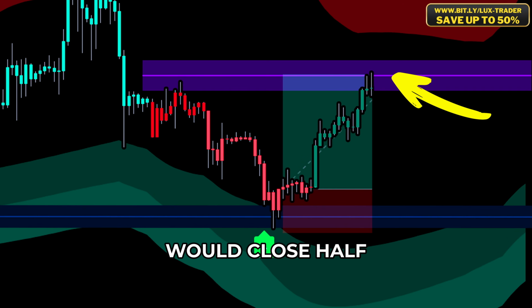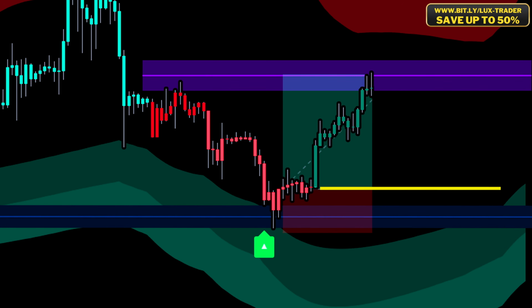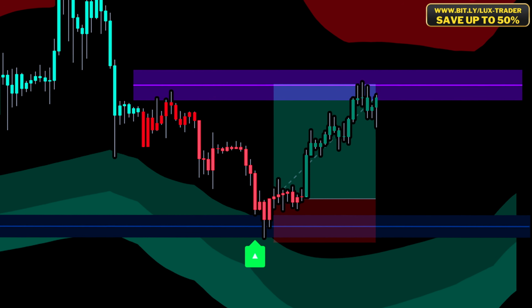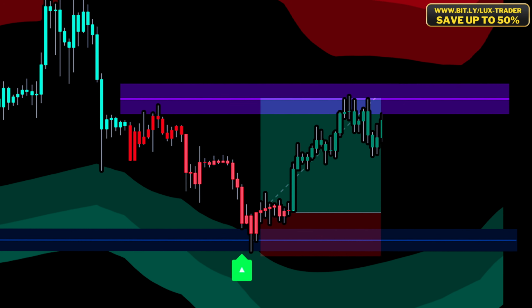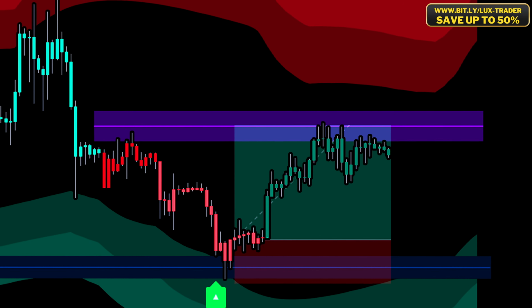In this case, you would close half of your position at this level. By doing this, you secure some gains while still keeping the trade alive. At this point, you also want to set your stop loss to break even. This means that even if the market reverses against you, you won't lose any of the remaining position. Now, you can let the rest of your trade run.